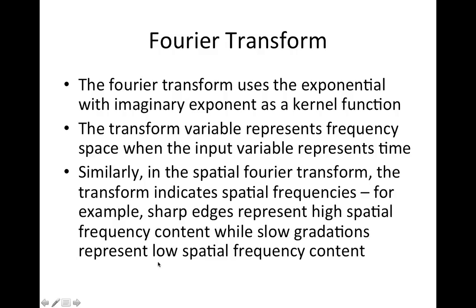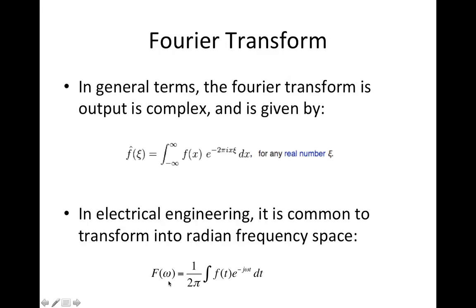So, for example, sharp edges would be a high spatial frequency content, while slow gradations would be a low spatial frequency content. This is the equation for the Fourier transform, where zeta here is a real number. In electrical engineering, the most common thing is to use frequency space. So we would have e to the minus j omega t for our transform kernel function. F of t is our function. This 1 over 2 pi is included here to normalize the units, because we're transforming into radians per second as opposed to inverse seconds.